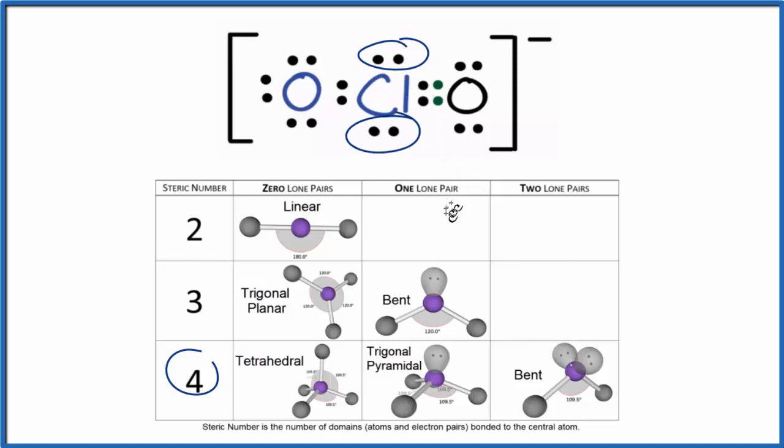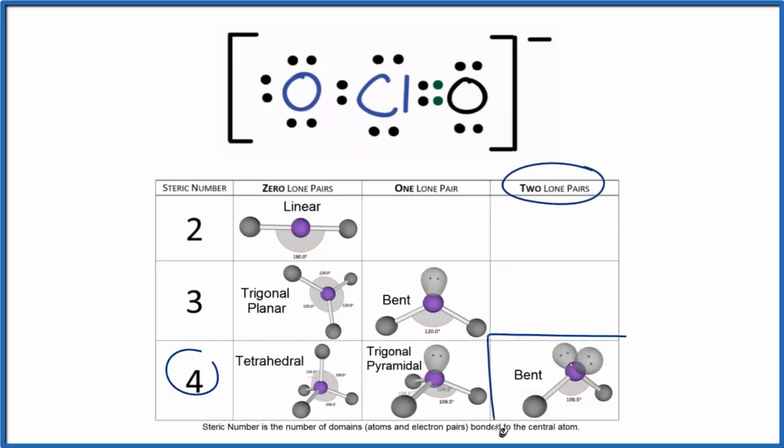That means with those two lone pairs, we go over here and down, and that has a bent molecular geometry. Bond angle's about 109.5. Let's take a look at that though and see what it looks like.